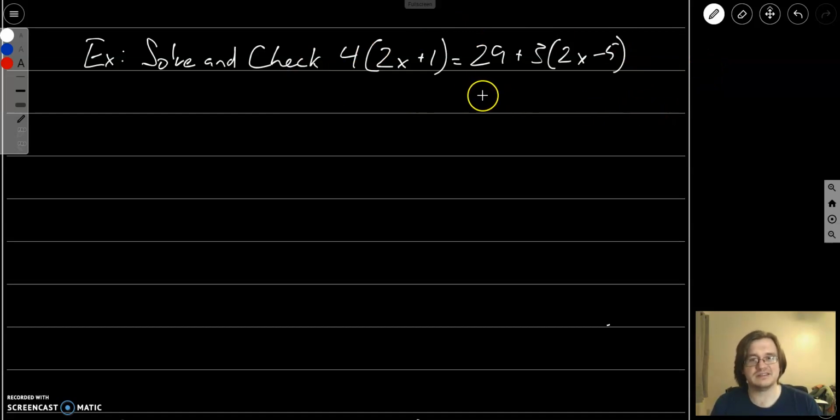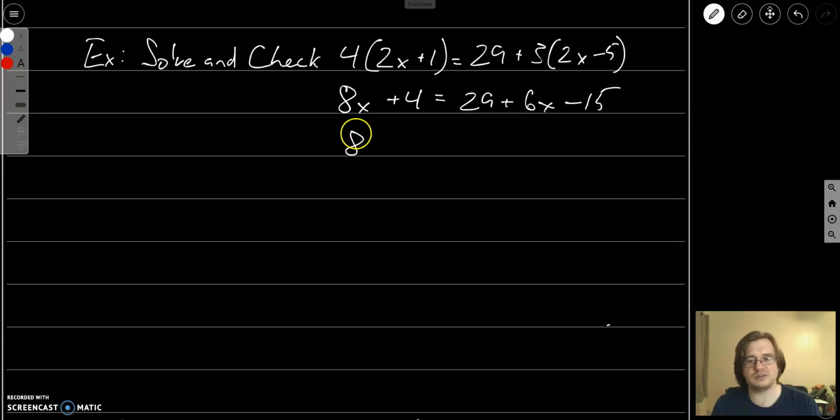First order of business, simplifying. Let's distribute the 4 on the left-hand side. So we've got 4 times 2x is 8x. 4 times 1 is 4. Let's also distribute on this side. So we've got 29 plus 3 times 2x is 6x. 3 times negative 5 will be negative 15.